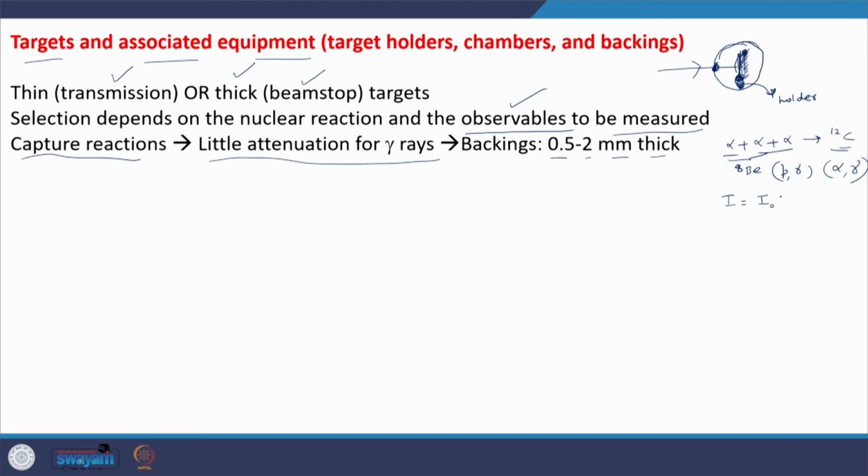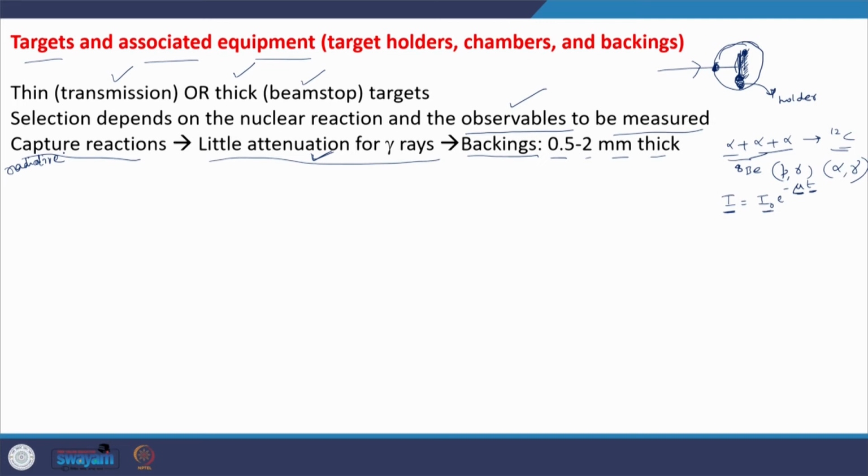You know how gamma rays travel through matter: I = I0 e^(-mu t), where t is the thickness, mu is the attenuation coefficient, I0 is the incident intensity, in this case of gamma rays, and I is the intensity after passing through the thickness t. So, the thickness of the backing material should be such that there is little attenuation of the gamma rays when I consider radiative capture reactions. If there is huge attenuation, we are losing a lot of gamma rays, and the count rate in the nuclear reactions will be less.